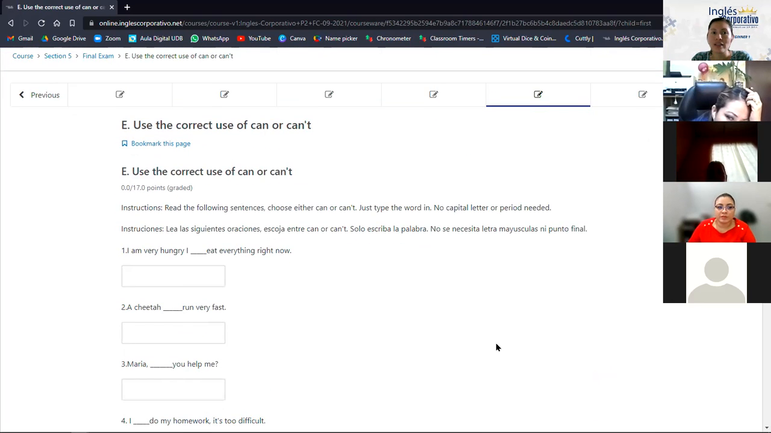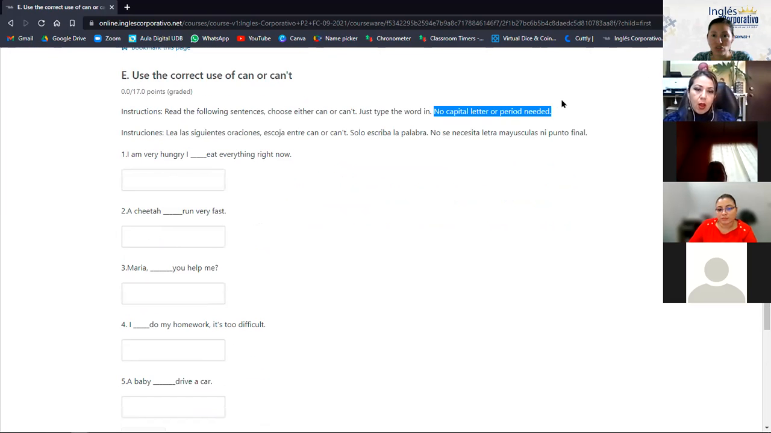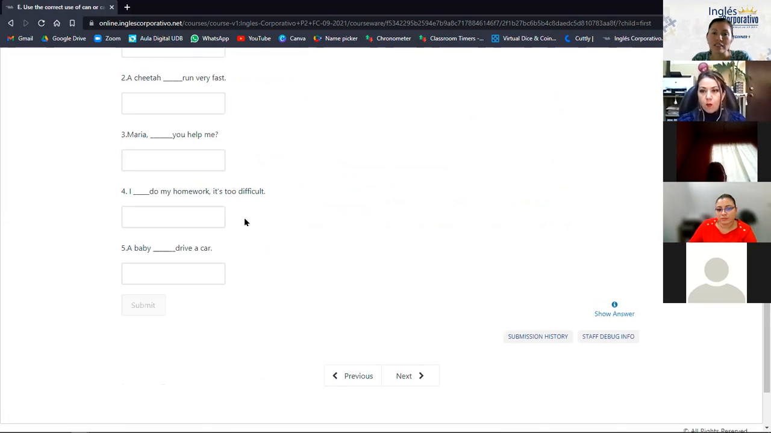And then in letter E, it says use the correct form, right, of can or can't, right? And then it says read the following sentences. Choose either can or can't. Just type the word in, no capital letter or period in, right? So just pay attention to the instructions, right? If it says no capital letter, no period, so you're good to go. I am very hungry. And then you select your answer. So, de acuerdo al contexto, es afirmativo o negativa, so you're going to decide that.